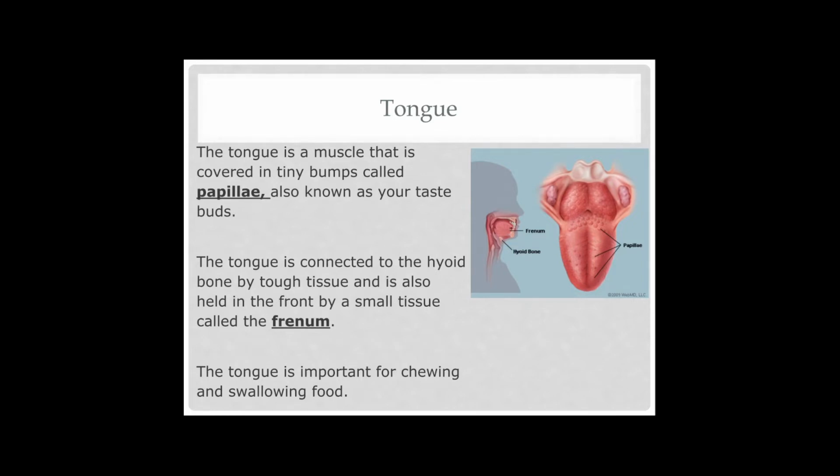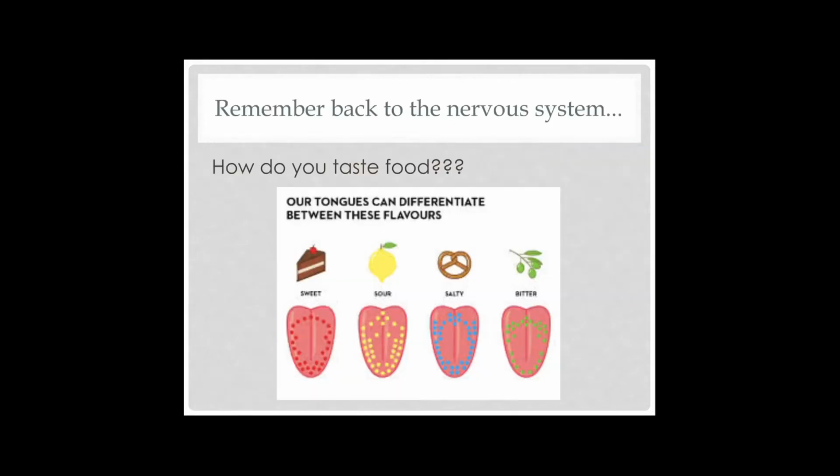But one of the most important things about the tongue is helping with chewing and swallowing our food. So how do we actually taste food? Hopefully you remember this from the nervous system. Can you taste certain senses in certain areas? Like sweet is one area, sour is one area, salty is one area, bitter is one area. Hopefully you're shouting, no, because you learned this before.